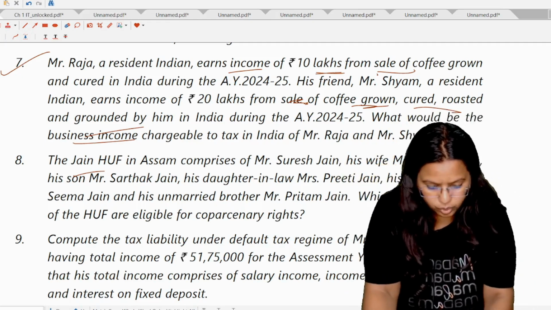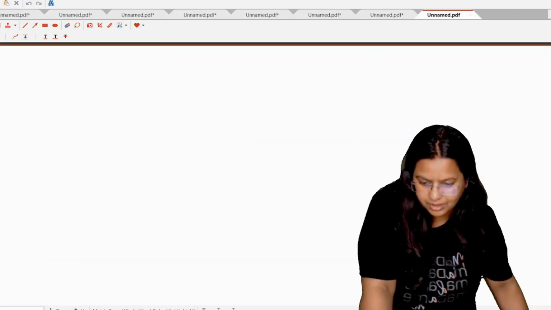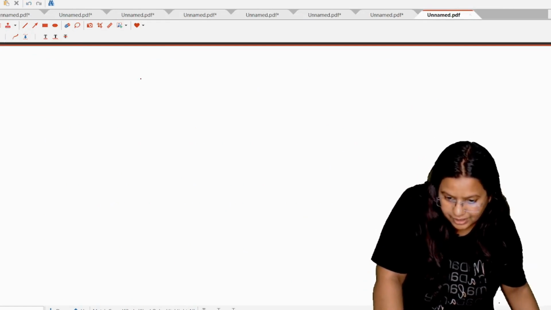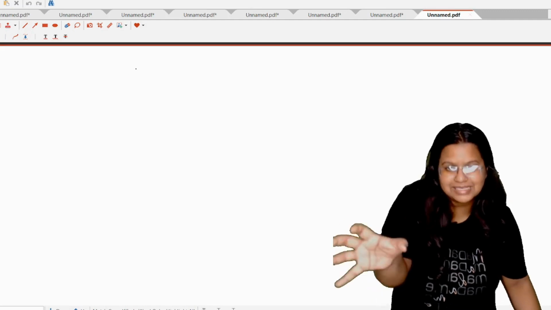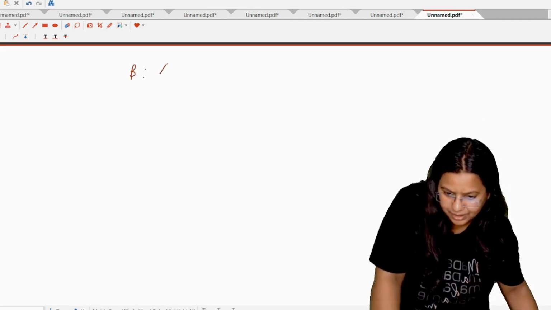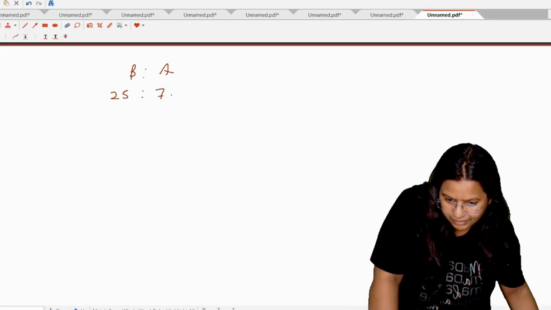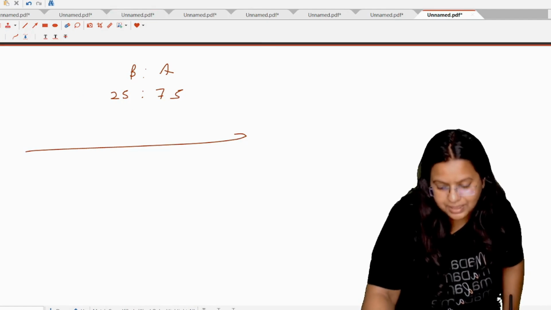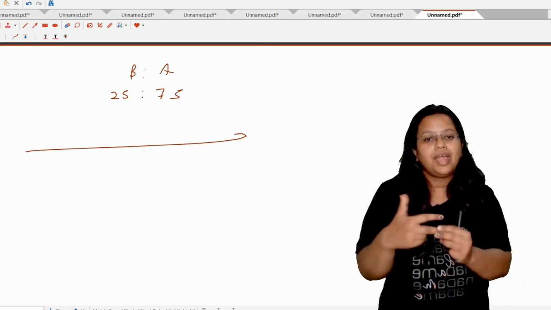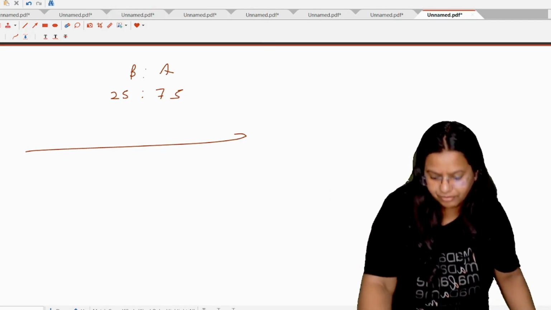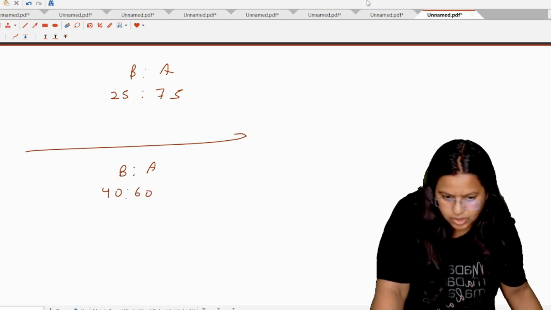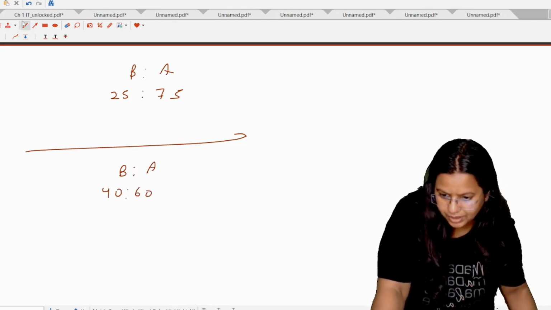Now students, I have told you in the class that if a person is doing the 2 processes, that is growing and curing the coffee, the ratio here for business income to agricultural income shall be 25:75. But if the person is growing, curing, roasting, grinding, it means he is doing all the processes for the coffee. So the ratio here shall be business to agriculture 40:60%. Okay, so here we have to apply these ratios.